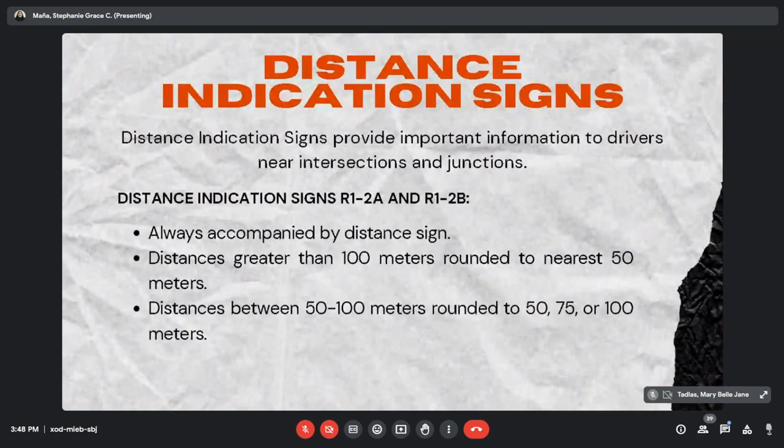So the road signs R12A and R12B are always located with a distance sign. The distance is rounded to the nearest 50 meters if it is greater than 100 meters. And between 50 and 100 meters, it is rounded to 50, 75, and 100 meters. So next slide, please.